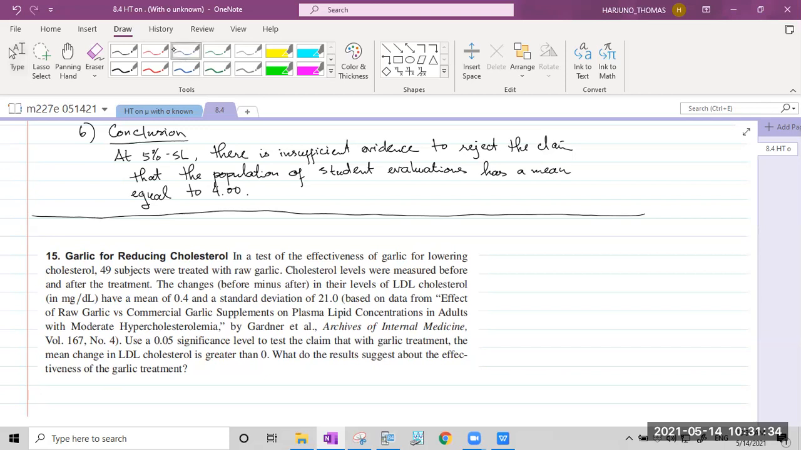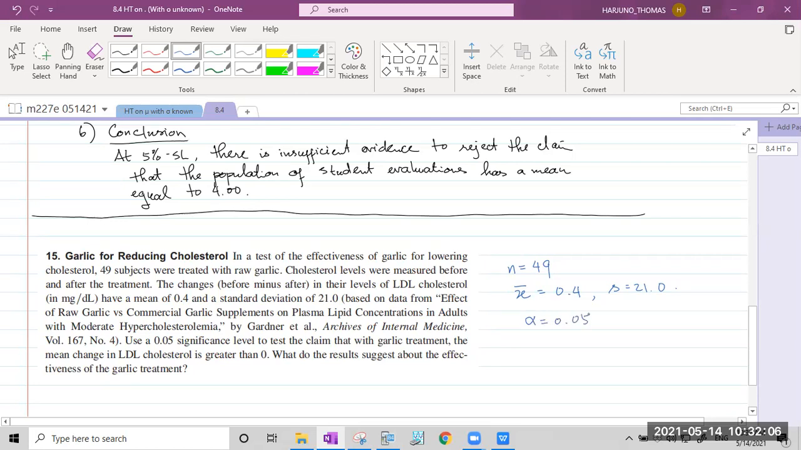Okay, let's see. In a test of the effectiveness of garlic for lowering cholesterol, 49 subjects, so that's the N, N is 49, were tested with raw garlic. Cholesterol levels were measured before and after treatment. The changes have the mean, so X bar, the change is 0.4, standard deviation 21. Now use alpha equals 5% to test the claim that with garlic treatment, the mean change in LDL cholesterol is greater than 0.